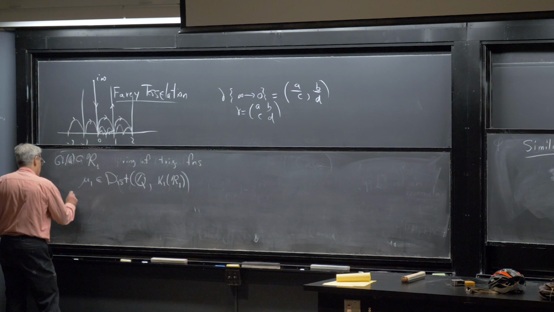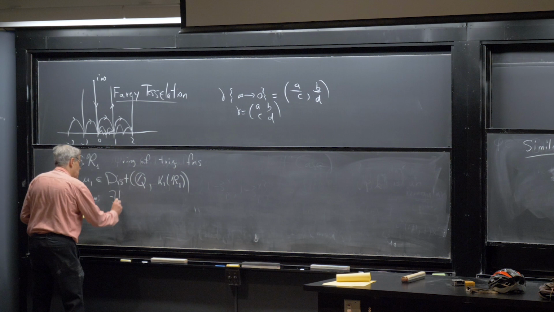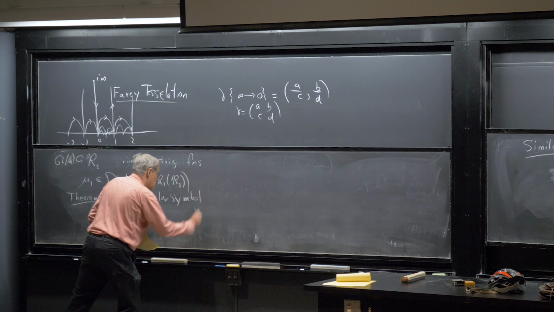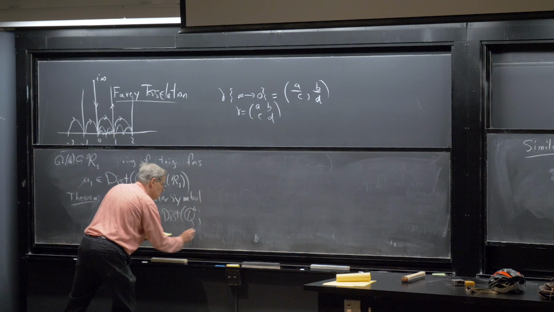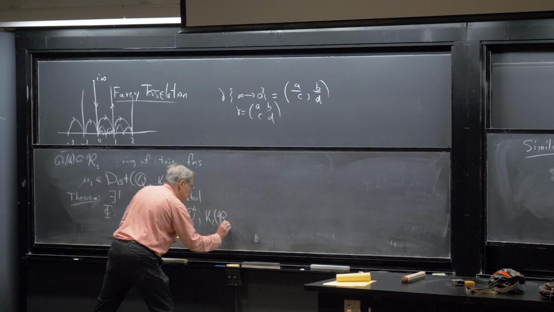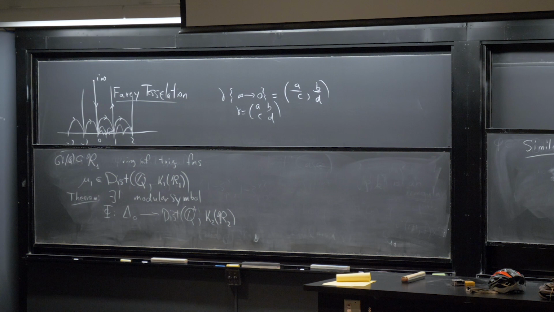proved that there exists a unique modular symbol, I'll call it phi, from delta zero to distributions on Q2, taking values in K2 of some ring, which I also won't write down, some ring of trigonometric functions in two variables. Okay?